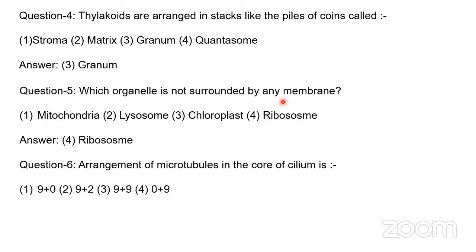The next question is: arrangement of microtubules in the core of cilium is. We know that cilia consist of 9 doublets of peripheral microtubules, and then there is a central pair of microtubules. Such an arrangement is known as the 9+2 arrangement. So the correct answer is option number 2, 9+2.